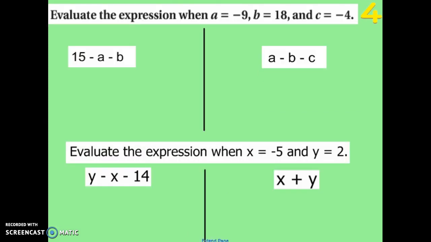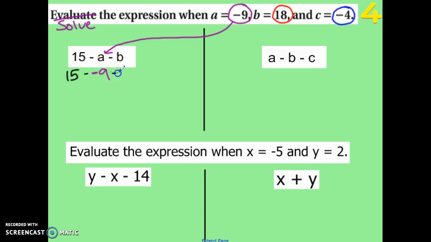Last ones here. And I don't like these ones typically because they have letters, so let's just get rid of those letters. It says evaluate. Another word for evaluate is solve. Solve the expression when A is -9, B is 18, and C is -4. So let's plug those numbers in. First it just says 15, so I'm going to write 15. Then there's a minus sign. But this is where you need to be careful. A also has a minus or a negative. So there's another negative coming from A.